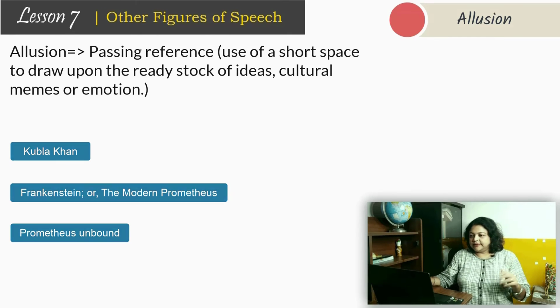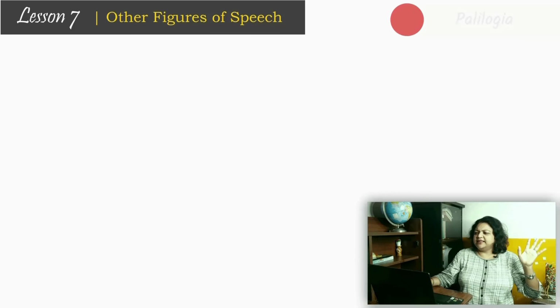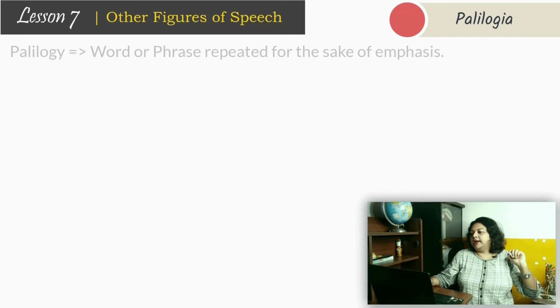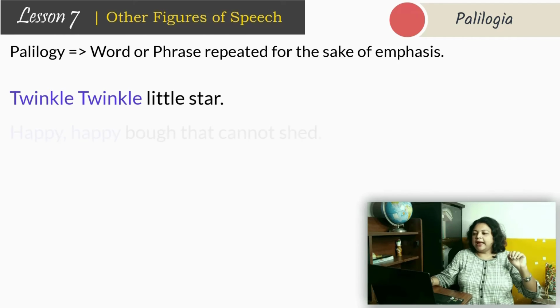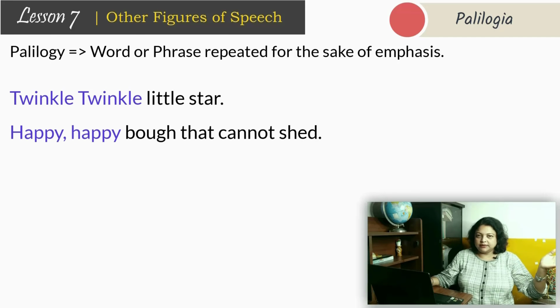Alright. So that's allusion. Let's come to a very easy one, which is called Palilogia or Palilogy. It has the word pali, which is again similar to poly, which means multiple. So it is obviously going to be something about repetition. So this is essentially a scheme, not a trope. Look at these two lines. "Twinkle, twinkle, little star." "Happy, happy bough that cannot shed." The first one is from a nursery rhyme, we all know. And the second one is from the poem by Keats.